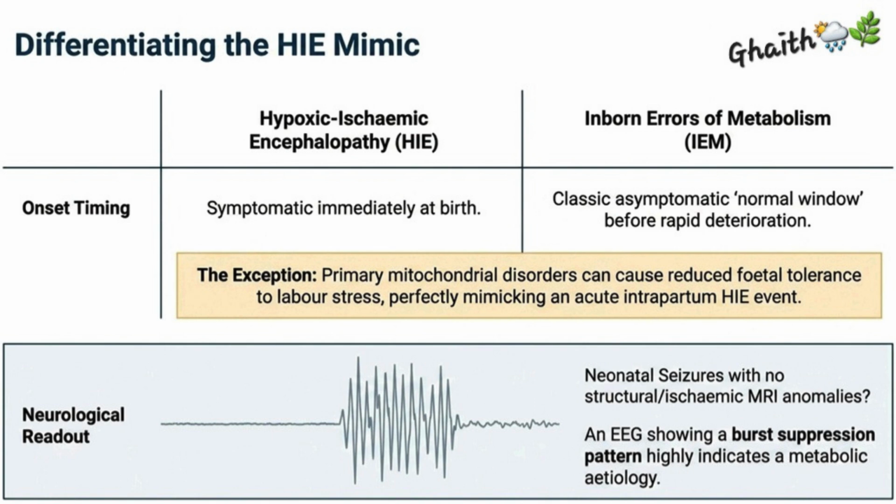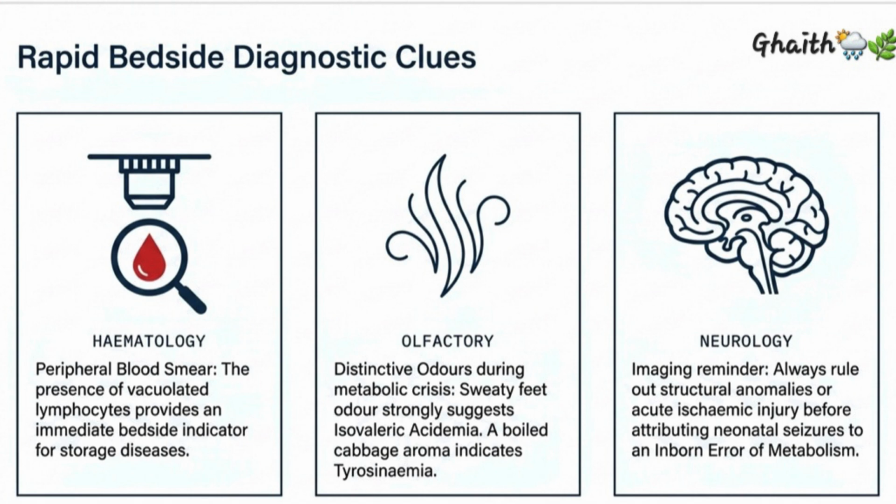When evaluating neonatal seizures, if your brain MRI shows no structural anomalies or acute ischemic injury, look closer at the EEG. A burst suppression pattern should strongly push metabolic etiologies to the top of your list. For suspected storage diseases, order a peripheral blood smear. Looking for vacuolated lymphocytes can provide a rapid, bedside diagnostic clue. Finally, do not overlook distinctive odors during a metabolic crisis, such as the classic sweaty feet odor of isovaleric acidemia or the boiled cabbage aroma of tyrosinemia.